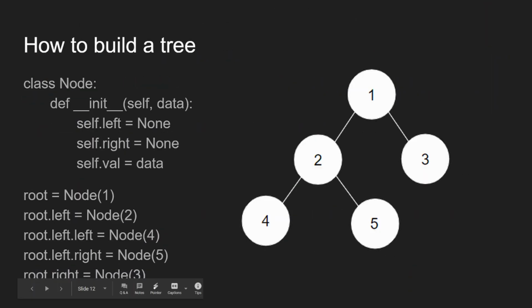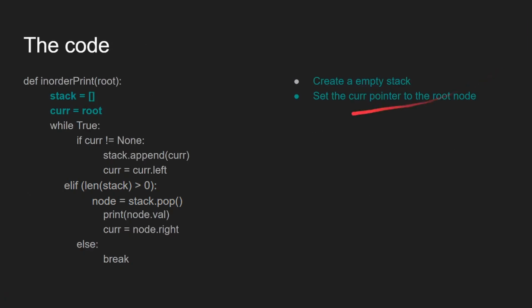How to build a tree. You create a class called Node where you initialize a node. You pass in the data, so the node's value is the data, and the node's left and right are both none. First, we create a node 1 and set it as the root. Then you can create a node 2 and set it as the left of the root, and you keep doing that till you finish the code.